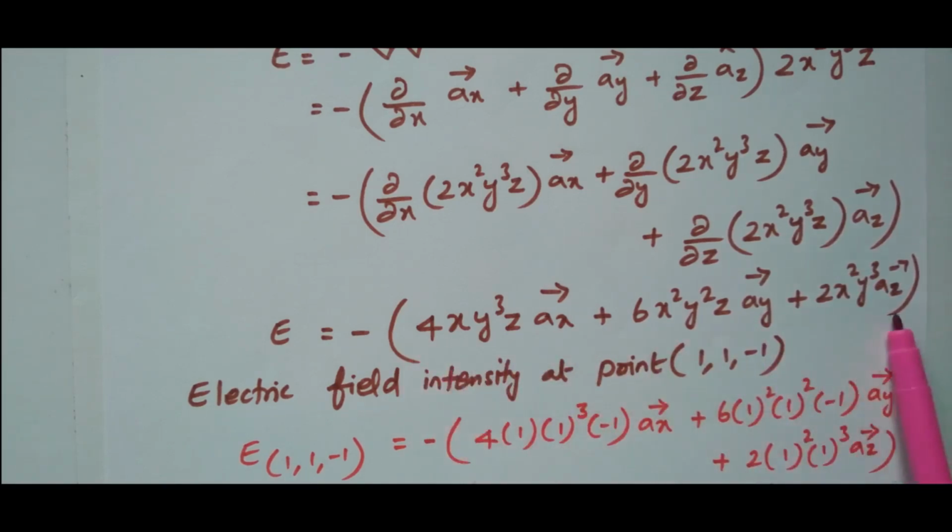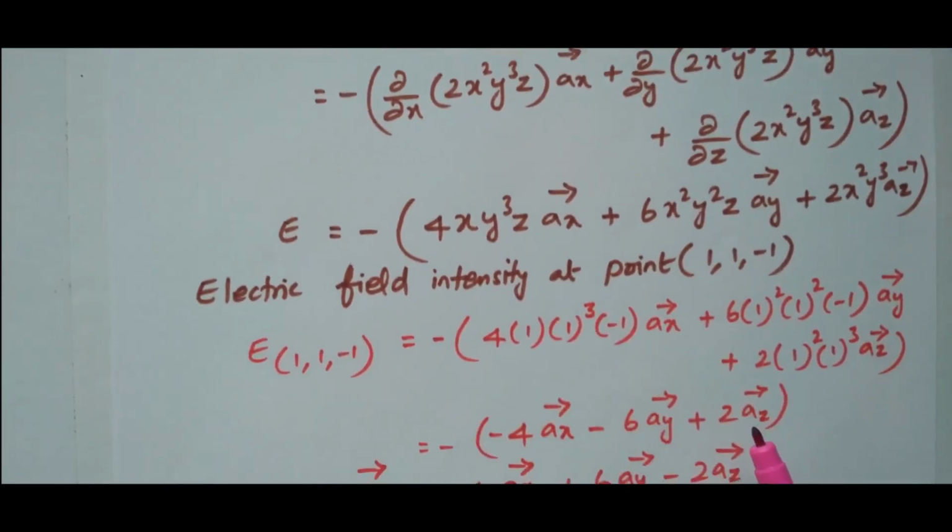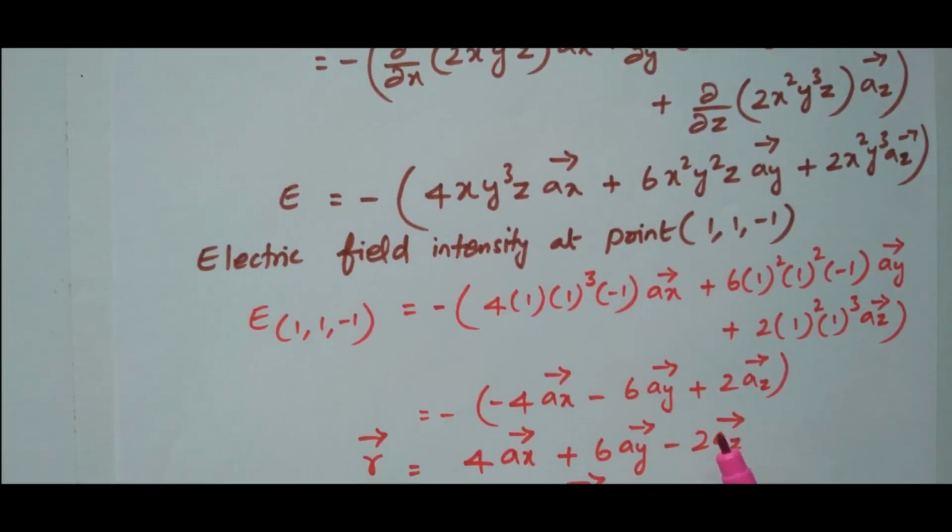Now we got the expression for E. The point is given as 1, 1, minus 1, so we can substitute this point. E at 1, 1, minus 1: we need to substitute x as 1, y equal to 1 and z equal to minus 1. So 4 into x is 1, then y cube, 1 cube, z is minus 1, into Ax.